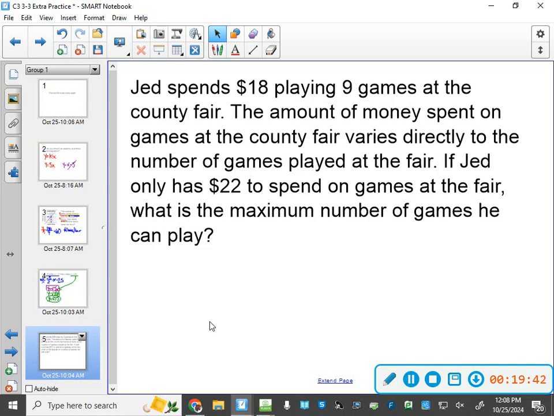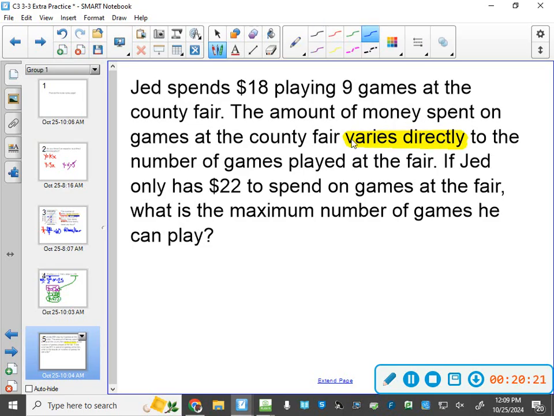All right, on this problem. So this problem says Jed spends $18 playing 9 games at the county fair. The amount of money spent on games at the county fair varies directly to the number of games played at the fair. If Jed only has $22 to spend on games at the fair, what is the maximum number of games he can play? So first of all, what would I have highlighted? The amount, or varies directly. Very good, varies directly. That tells me that this is a direct variation.